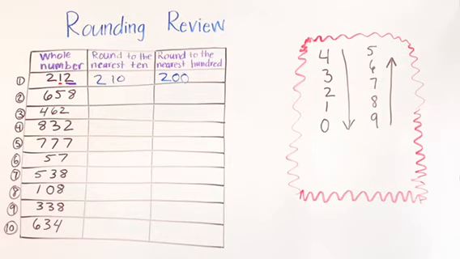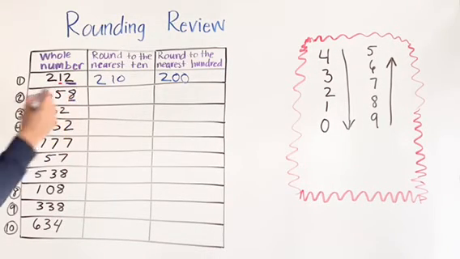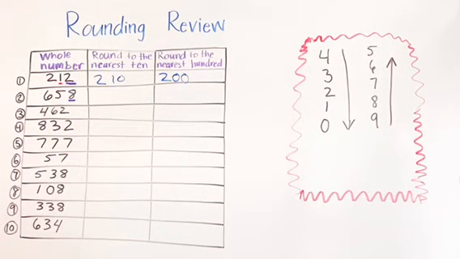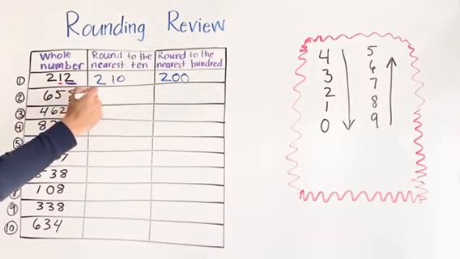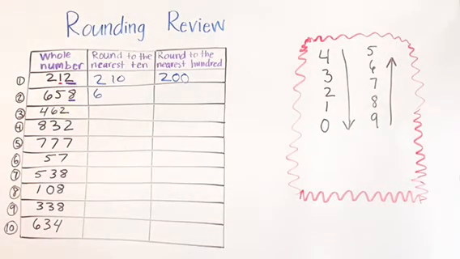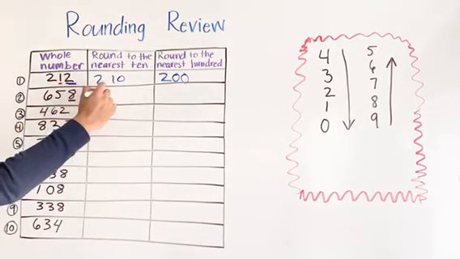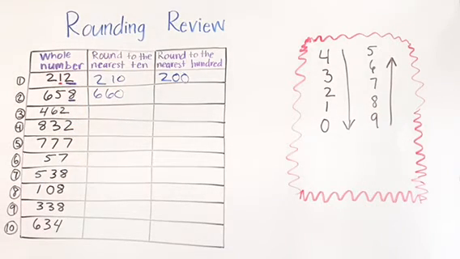Okay, and for number 2, same thing. We're going to look at rounding to the nearest 10. So we're going to look at the ones, and that is an 8. Are we going to round to 650 or is it closer to 660? Hopefully you guys are saying it's closer to 660, because we look at the 8 and the 8 is going up.